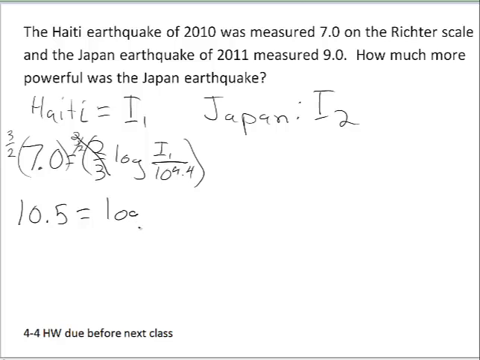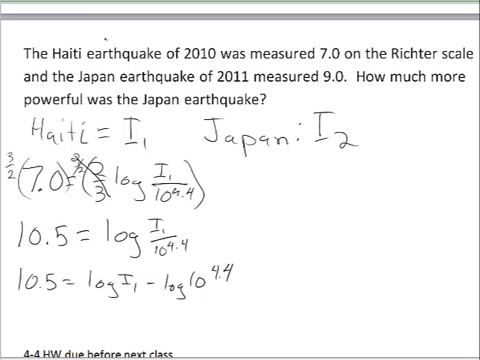So that equals the log of I1 over 10 to the 4.4. So now we can break this log up. 10.5 is equal to the log of I1 minus the log of 10 to the 4.4. But let's think about this right here. We can actually calculate that, right? We can put this into your calculator if we want, but keep in mind something.